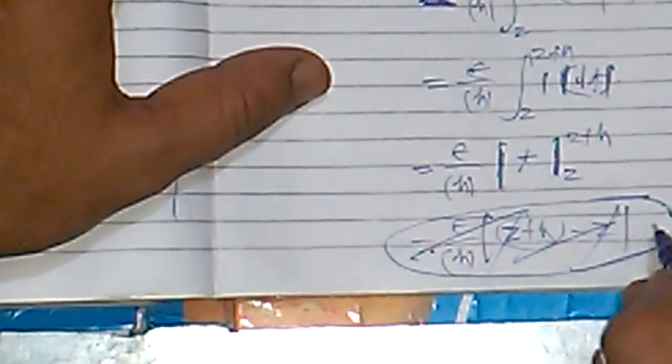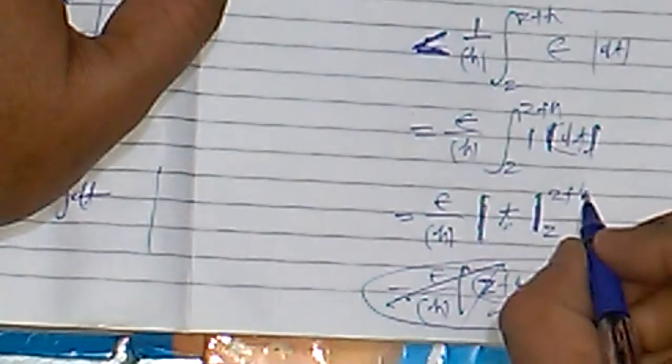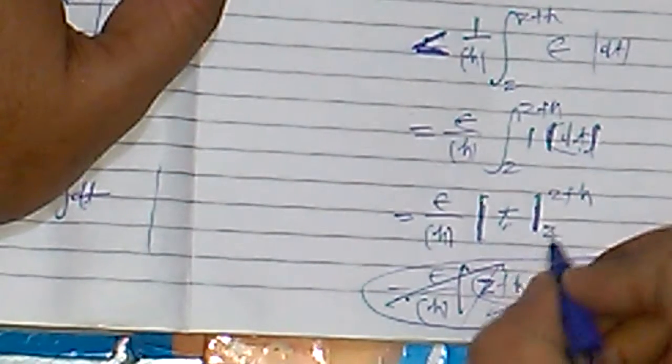Also, this step is wrong, so we should write a correct line. So we go to the next step, the right step. Apply the upper limit by putting the value of t equal to z plus h, and subtract the lower limit by putting the value of t equal to z.